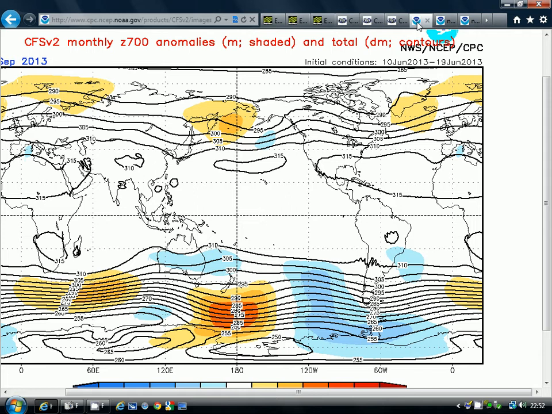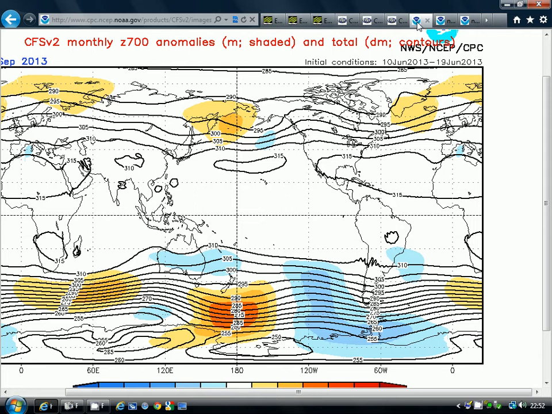Looking at the 700 millibar heights, September to November isn't particularly useful, because all you get is large areas of white with nothing much going on. So we're going to break this down into monthly periods. We're going to start off with September.